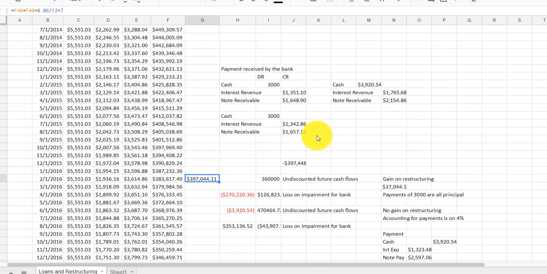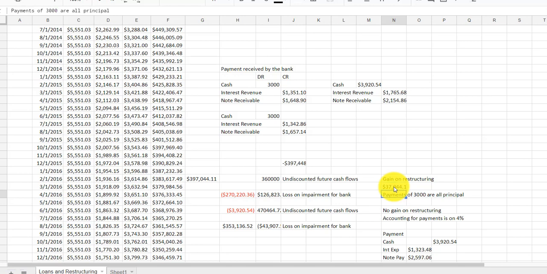So if you're looking at it from Chigger's standpoint, you consider the future undiscounted cash flows. $360,000 is what they're going to pay, $3,000 a month for 120 months without applying present value at all. And you compare that to what they have as the loan amount. And you see that the undiscounted cash flows are lower. That means that Chiggers records a gain on this restructuring. They're going to debit the loan payable and credit gain on their financial statements.